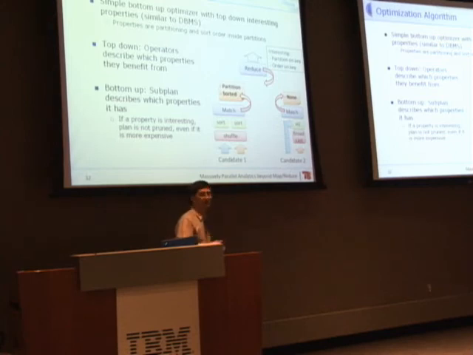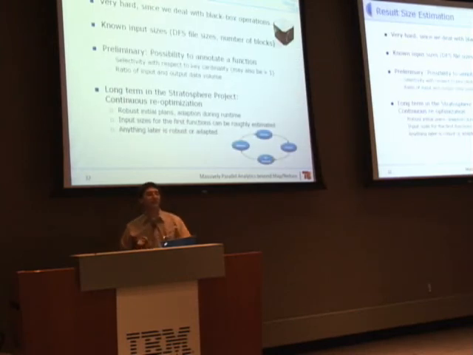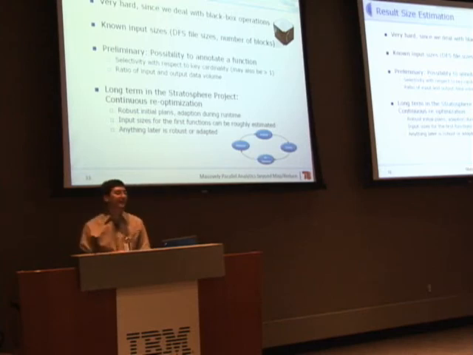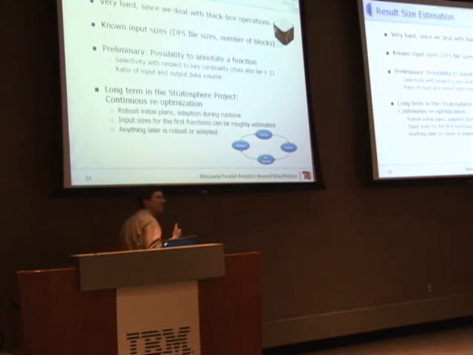It's just applying it to this different space, but from a research standpoint, not really that much of a novelty. And of course, you would do a top-down optimization, propagate the properties, and then select a plan. The big issue here is result size estimation, because that's very hard since we have to deal with black box operations, right? We don't know that this is a filter. We don't know that this is some kind of clustering or whatever is going on in this first order function.